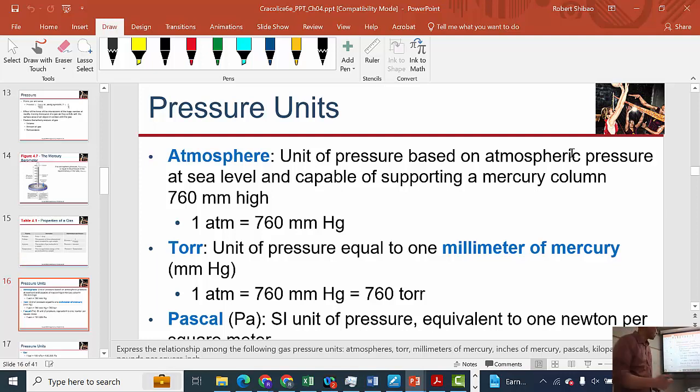So how many sig figs is that? Infinite. So this is infinite sig figs. It's exact.